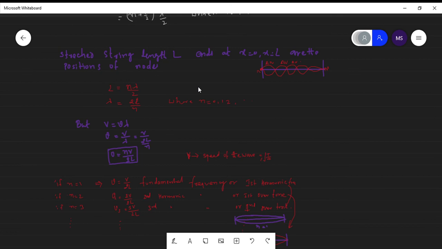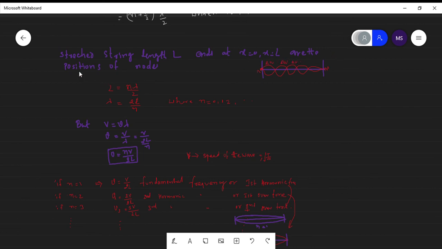Now the vibrations of a stretched string. This is nothing but a wire fixed at both ends. If two waves are traveling on this wire and superimposing with each other, we can get the standing wave or stationary wave. Here this wire is fixed at x is equal to 0 and x is equal to L.